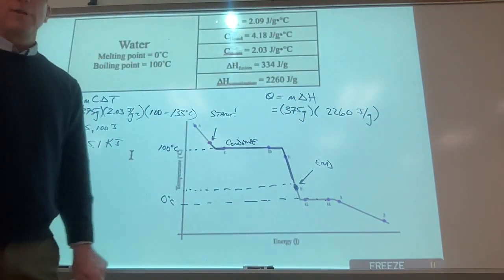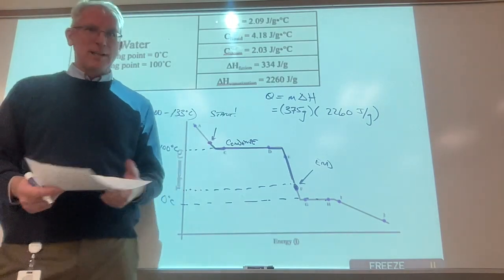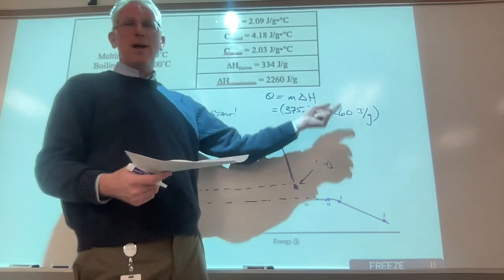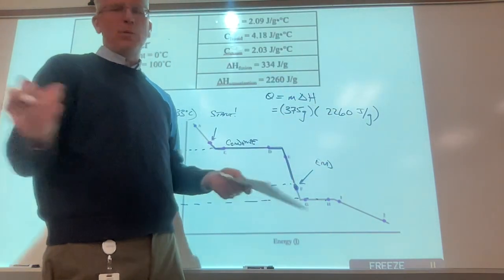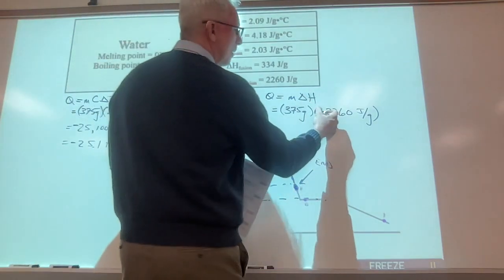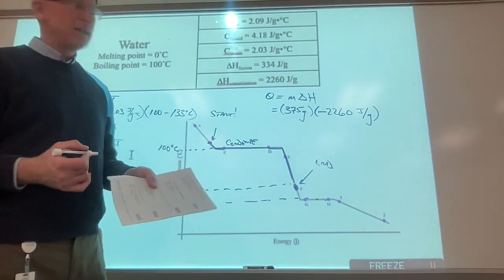But here we have to do one of two things. We can either right now say, wait a minute, 2260 is positive, but I'm cooling it, I need it to be negative. Or you can just wait till the end and change the sign. It's up to you. I'm gonna do it now. I'm gonna say, hey, we are cooling, so that thing is a negative 2260.